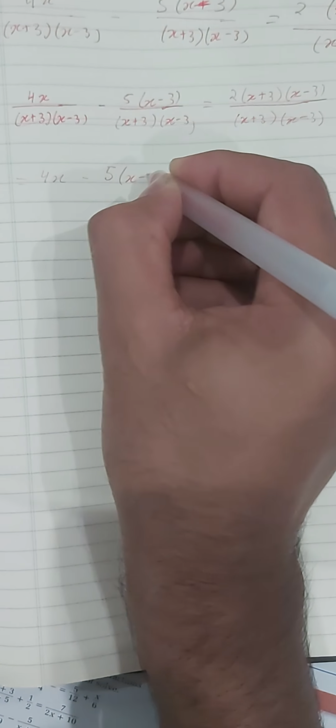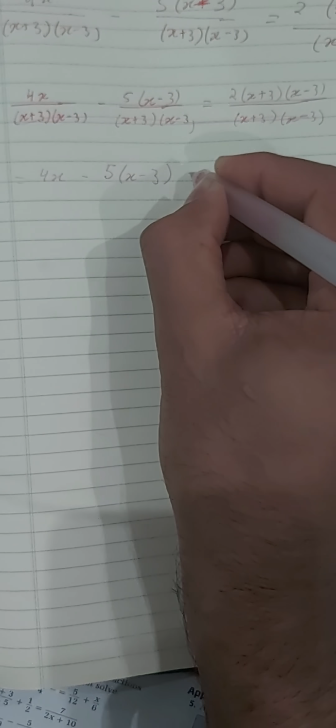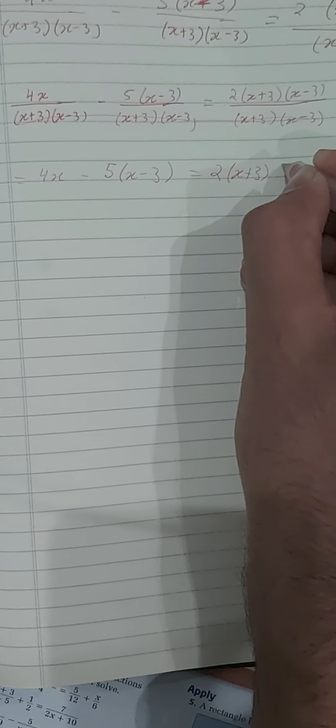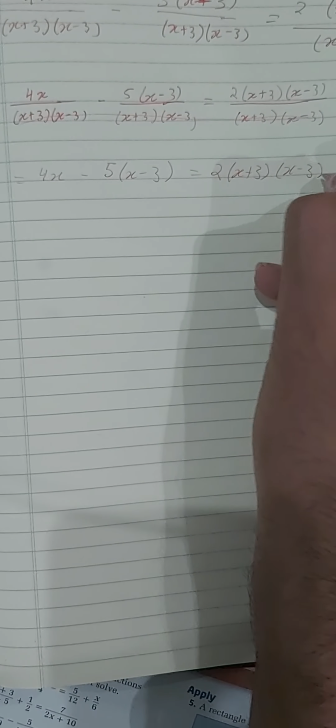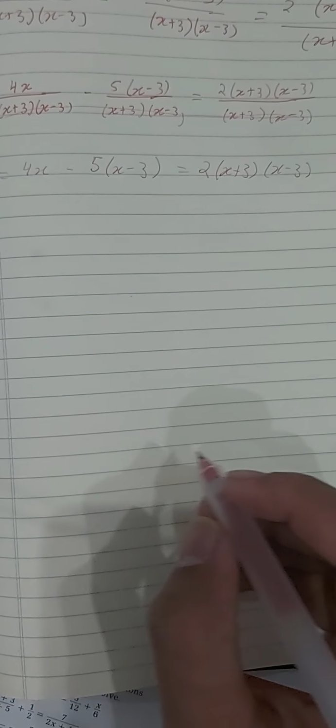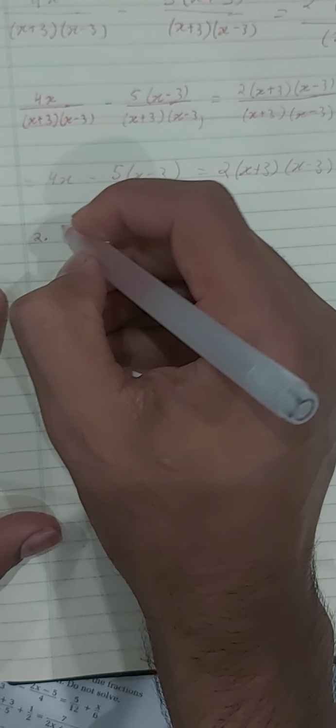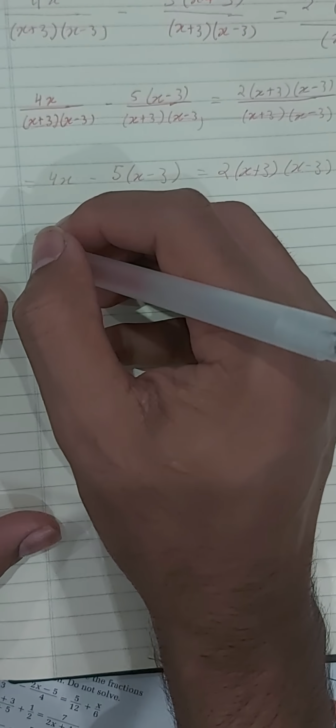4x minus 5x minus 3 equals 2, x plus 3, and x minus 3. That's your final answer.